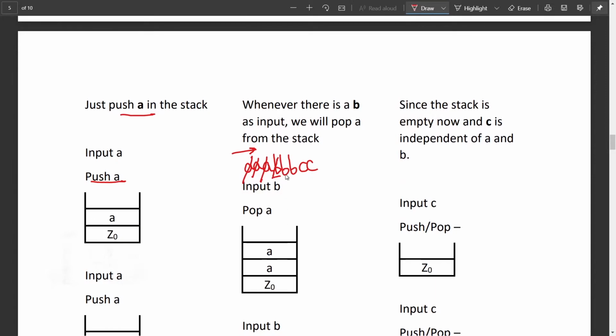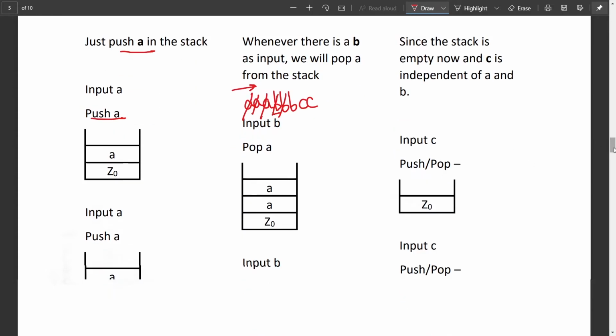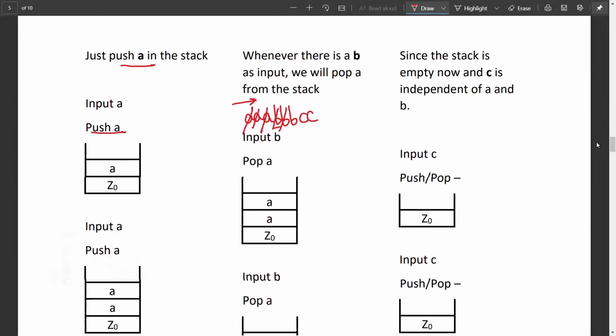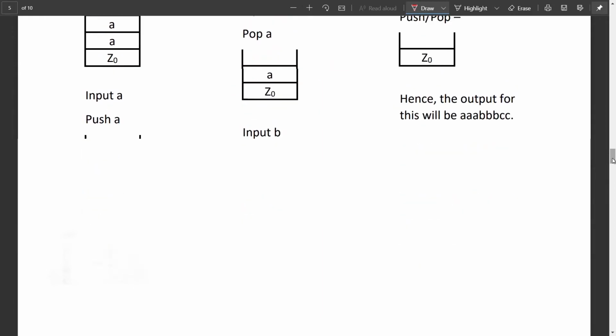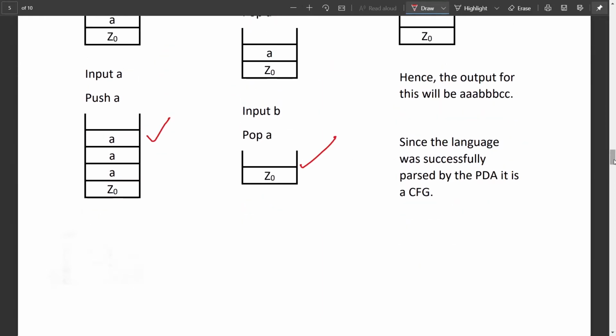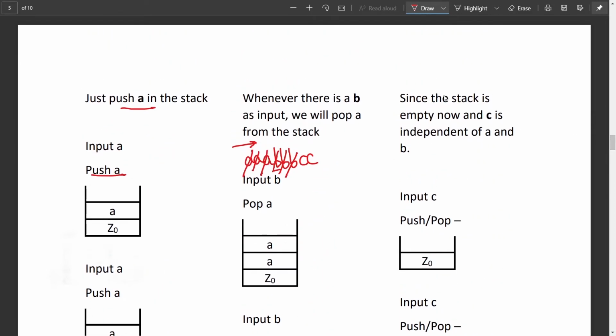So that leaves us with 2. Then we get another B, we'll pop another A. That leaves us with 1. And then we'll get another B and we'll pop the final A. So that leaves us with the initial symbol. And what this initial symbol will tell us is that we now have to pass C.